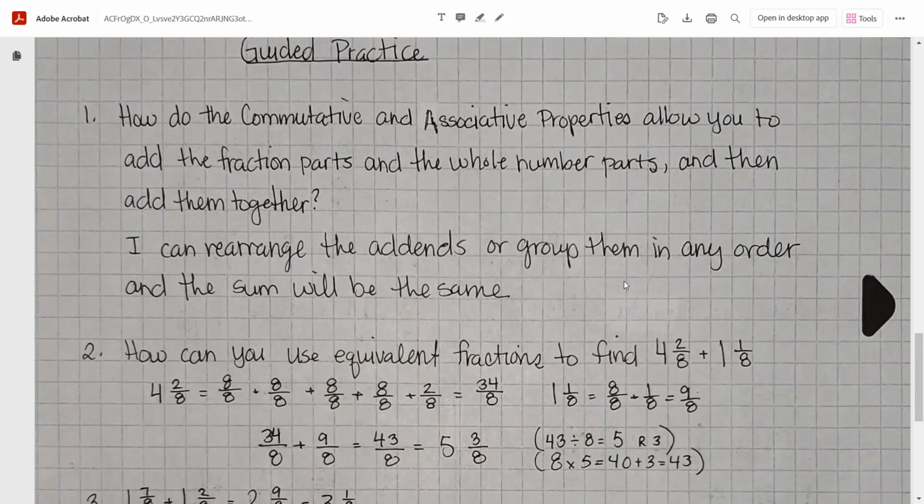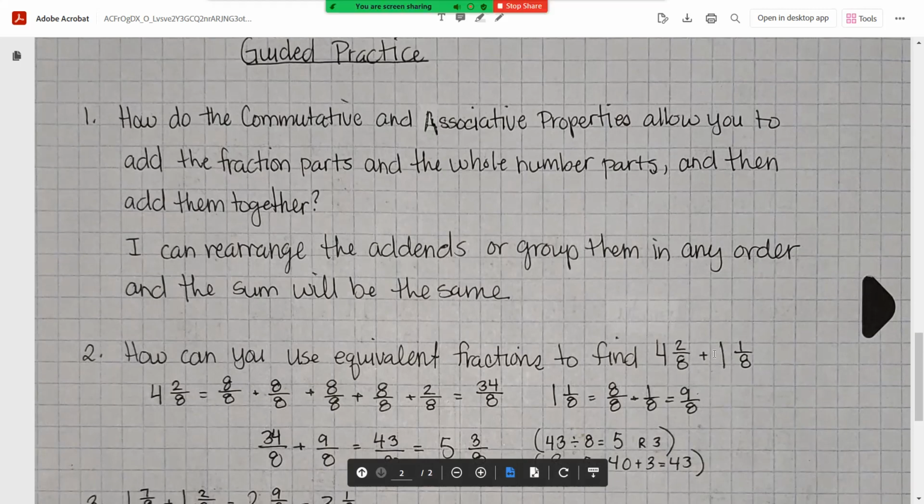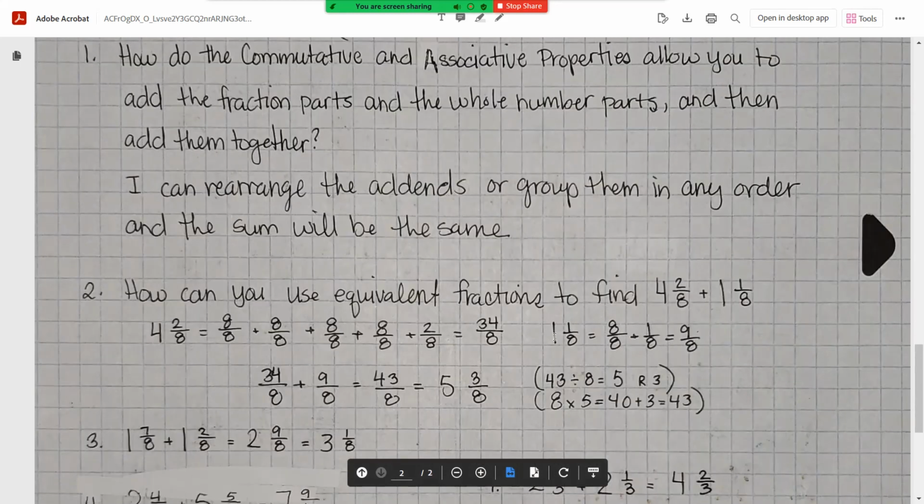Number 2, how can you use equivalent fractions to find 4 and 2/8 plus 1 and 1/8? So 4 and 2/8, I can rewrite in fraction form as 8/8 plus 8/8 plus 8/8 plus 8/8, there's 4 of them, plus the 2/8 part. If I add all of these numerators together, I get 34/8. 1 and 1/8 I can rename as 8/8 plus the 1/8, which is 9/8. Then I'm going to add these two partial sums together. 34/8 plus 9/8 gives me 43/8.